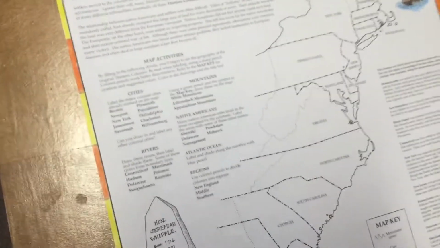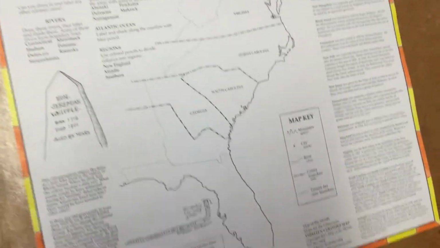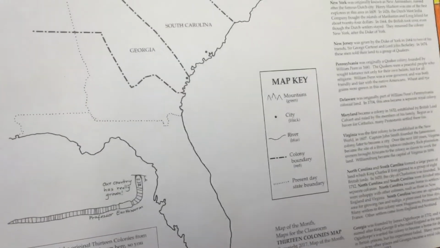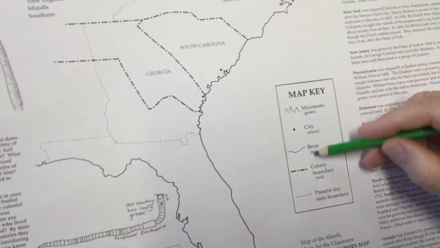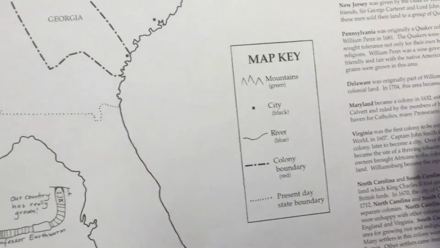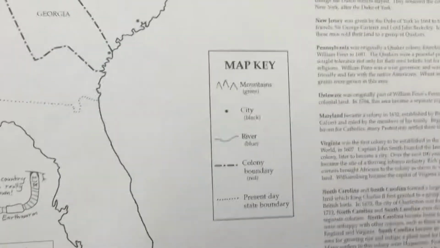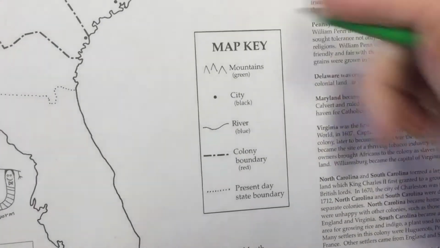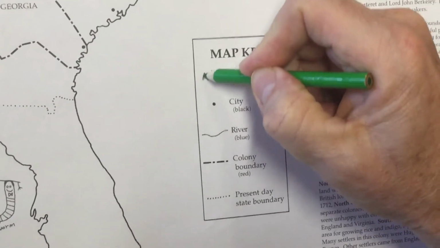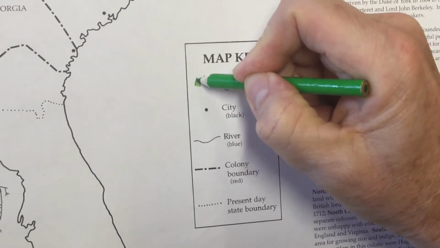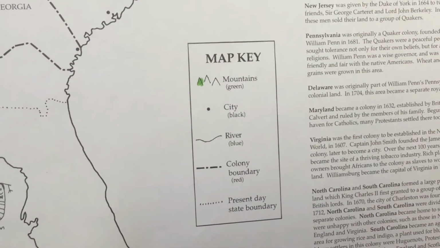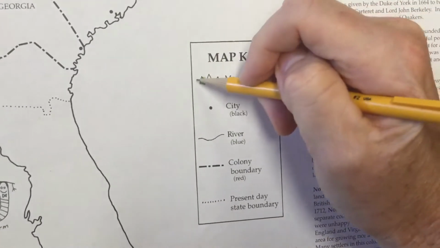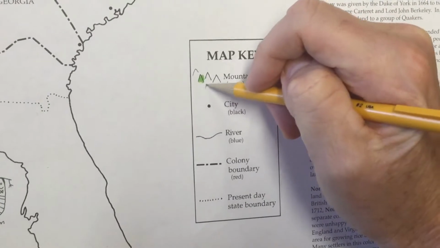Today we're going to look at the map key and look at the symbols in the map key. We've got about 5 symbols listed in our key, and the first one is mountains. I like to use a combination of colors for the mountains, so I might use a couple of greens and maybe a brown. So just take a second and color. Maybe I'll even add a couple of more symbols. I can make it even more colorful that way.